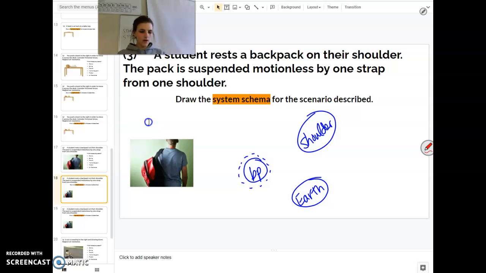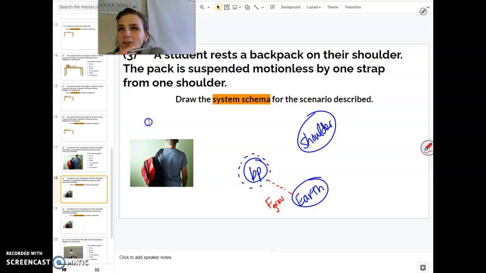And let's go ahead and think about what are some forces that are relating everything. So if there's an earth, there's gravity. So gravity is what's pulling down on the backpack. So I'm going to label that here. Remember, it's a dotted line because it's a non-contact force, or an action at a distance force. We don't have to actually touch anything to experience gravity.